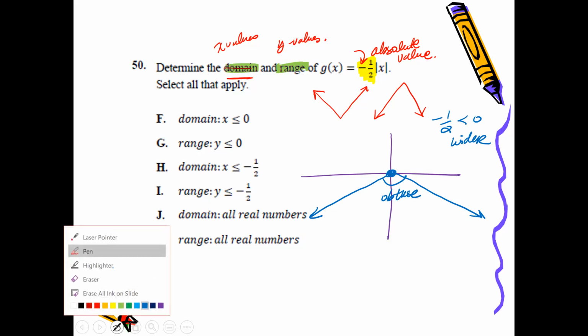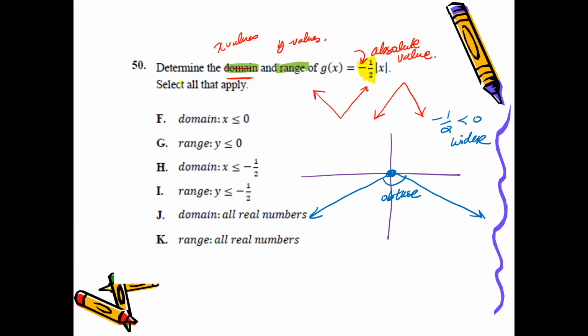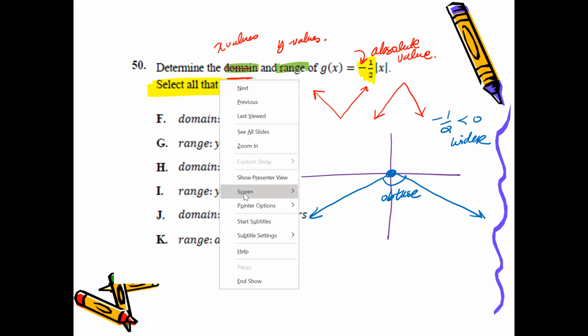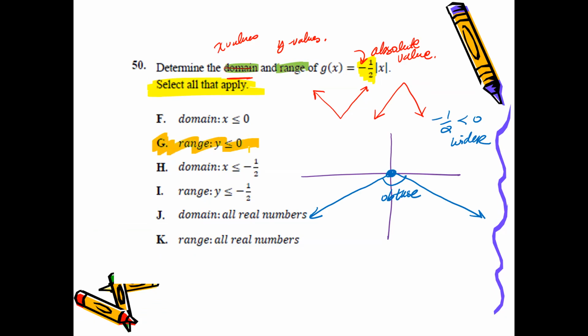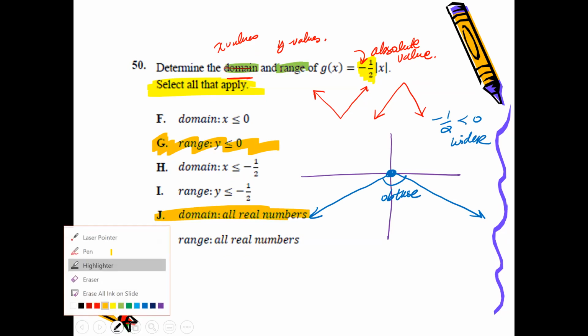The question here says, select all that apply. And you guys know that this means there's more than one right answer. So let's check the answer first to make sure. I'm going to go over here. This is number 50. For number 50, the correct answers are G and J. G is this one right here, and J is right here. So let's look at this and ask, why are those the answers?